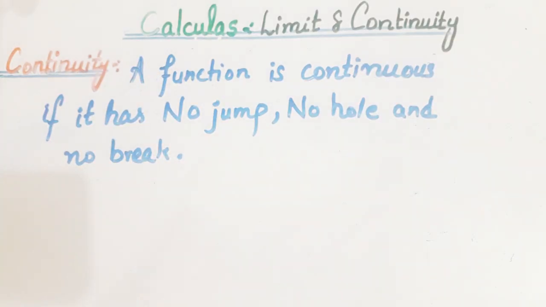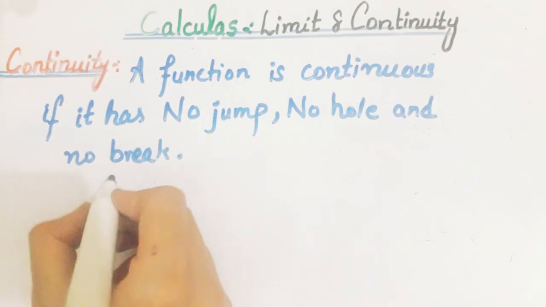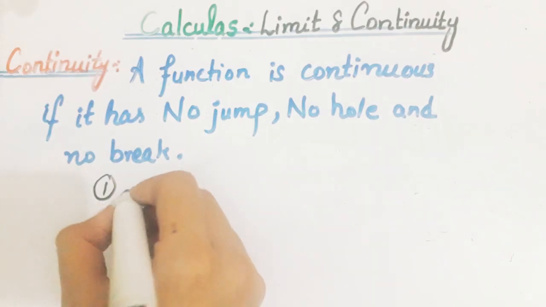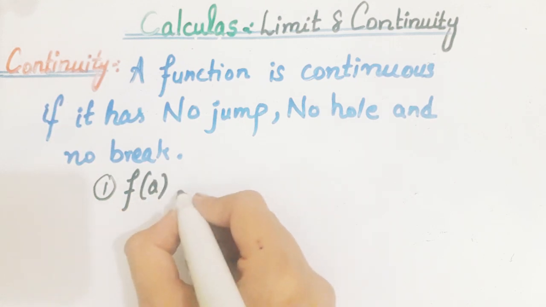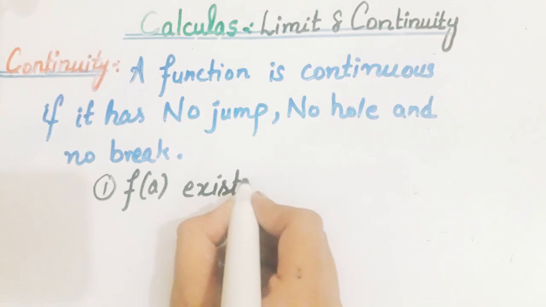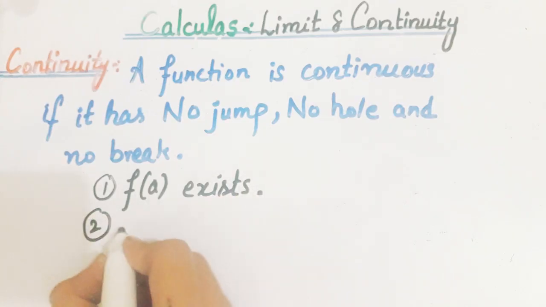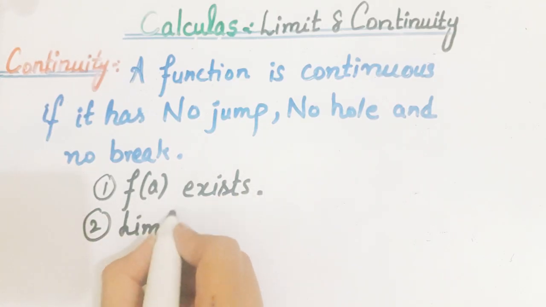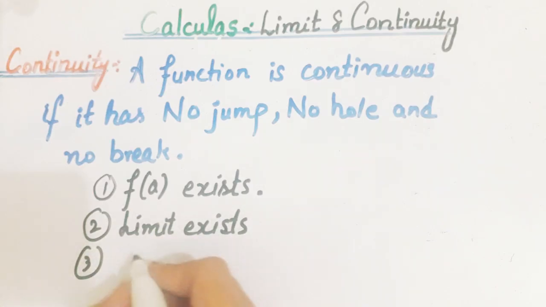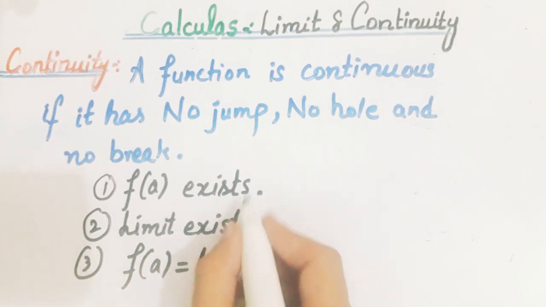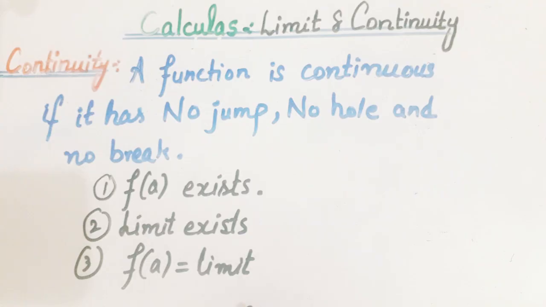So to check whether a function is continuous or not, there are three conditions. First of all, f of a, at any point a, exists. Second one is the limit exists. And third one is f of a equals the limit. If these three conditions are satisfied, the function is continuous at that point. Now I will explain this through an example.